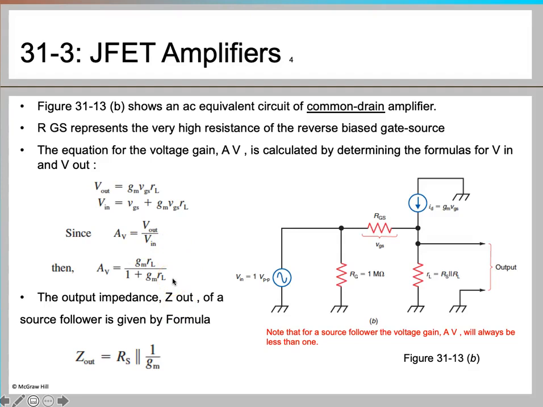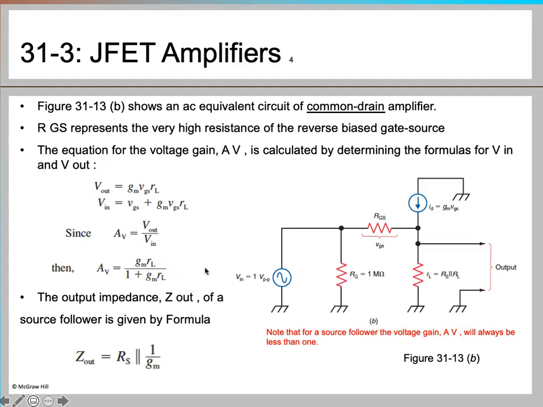And if you have to calculate the output impedance, then it can be calculated by this formula: Zout is equal to RS parallel to 1 by gm, where gm is your transconductance. So you will be using this formula to calculate the output impedance. One thing to note here is that the voltage gain you are going to obtain in a source follower is always going to be less than 1.